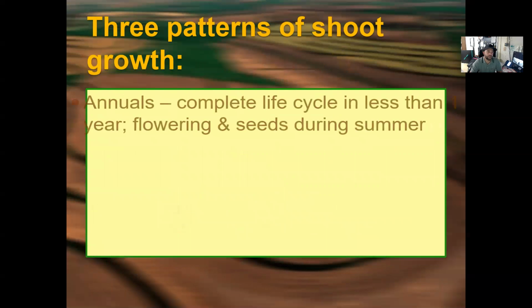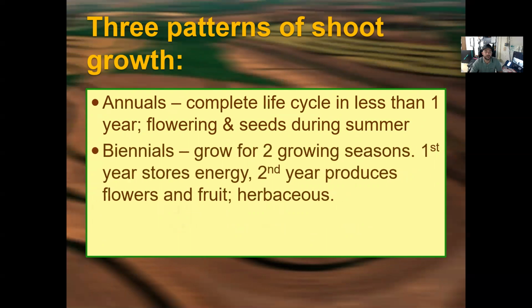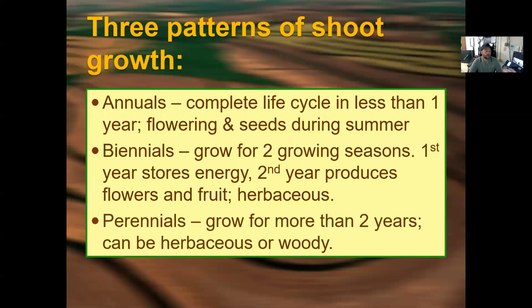So, 3 patterns of shoot growth. You have annuals: complete life cycle in less than 1 year, which is flowering and seeds during the summer. Biennials grow for 2 growing seasons. The first year it stores energy, and in the second year it produces flowers and fruits for herbaceous. And perennials grow more than 2 years, and can be herbaceous or woody. So you have a lot of perennials out there and a lot of annuals. And there's a lot of annual shrubs. So don't think everything is just a perennial.